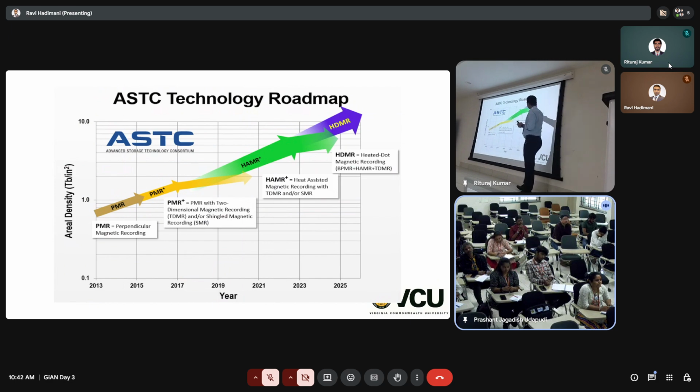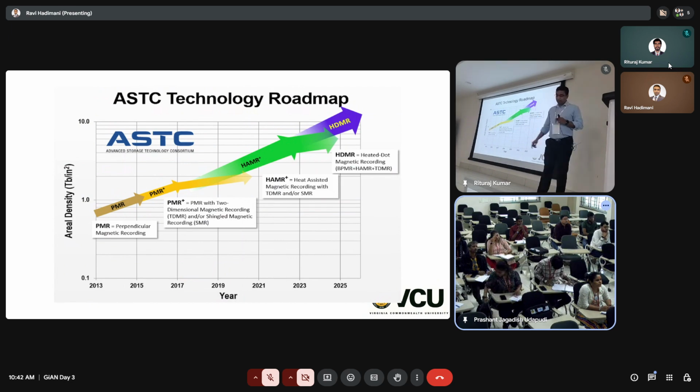Okay, so this is HAMR. We are here right now. Somewhere, oh, we are already here. HDMR is heated dot magnetic recording. So basically, they are improving the media and using the heat laser. That took a lot of research, because when you do the laser heating, the heating and cooling has to be so fast.